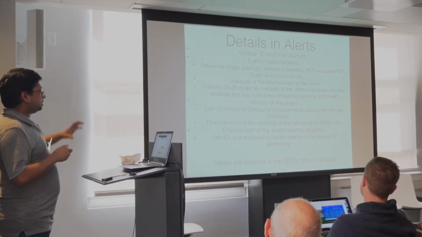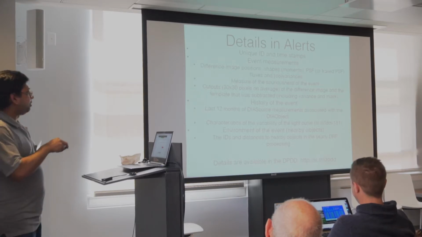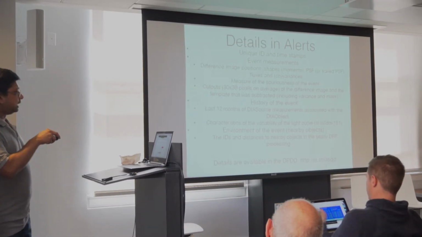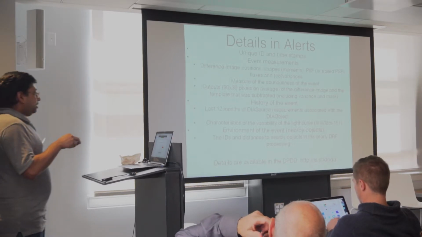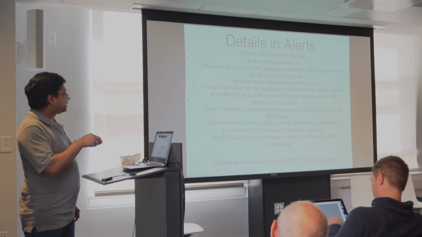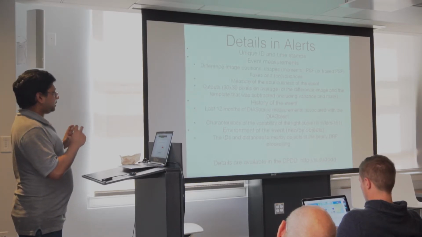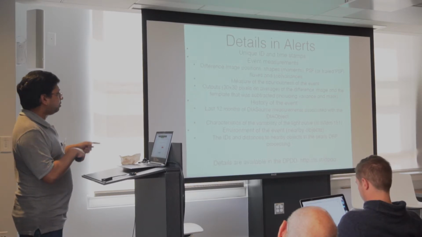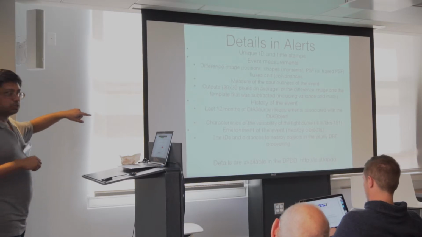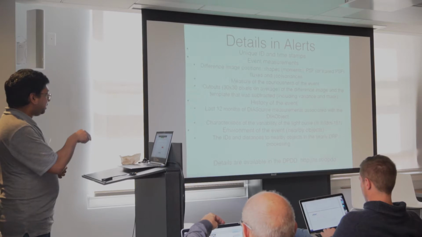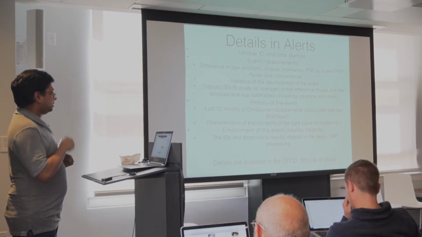There's the cutout, which is about 30 by 30 pixels of the difference image, and the template that it was subtracted from, and then the history, which is the light curve: the last 12 months of DIA source measurements associated with the object. Then there are characteristics of the variability of the light curve, and something about the environment, which is essentially a measurement of all sources that have been found in the Level 2 catalog. That's a co-added catalog within some minimum distance of the object, so it should have things like the host. And then you'd get the IDs and distances to those objects in the yearly processes.